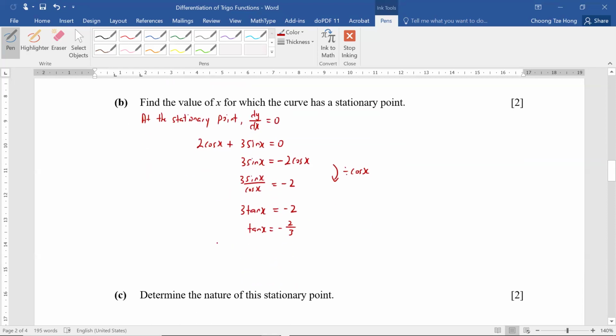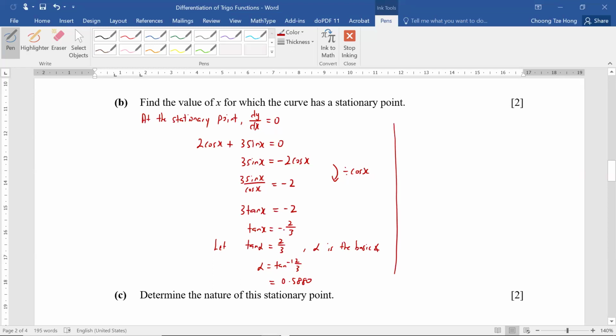So let's find the basic angle. Let tangent alpha equal 2/3. In this case, alpha is the basic angle. So alpha will be tangent inverse 2/3. Always remember when you find the basic angle, you remove the negative sign. So alpha will be equal to, now we are working in terms of radians, 0.5880.